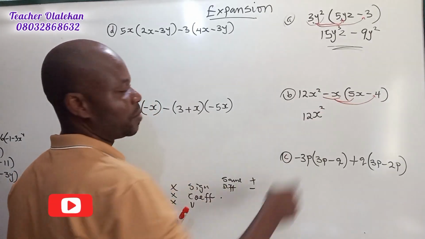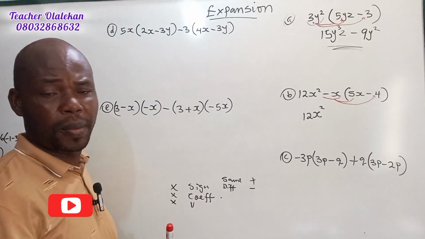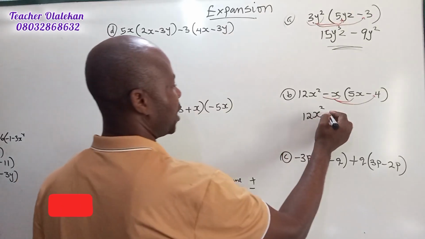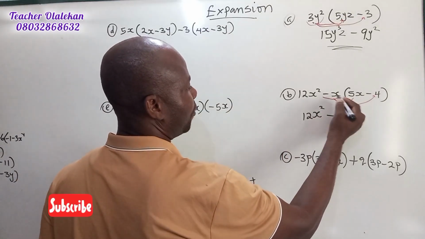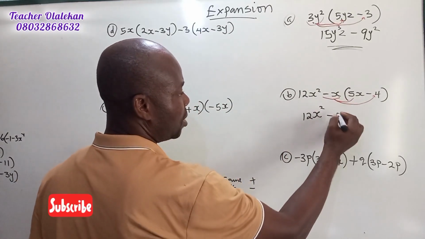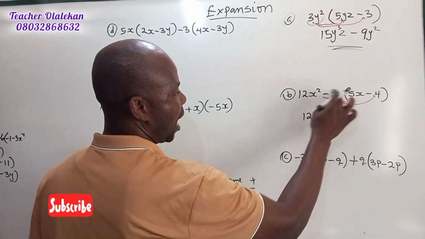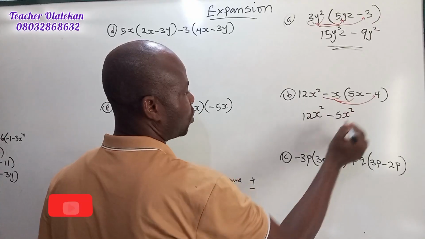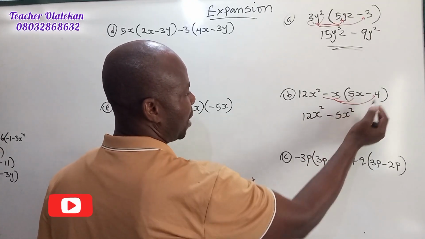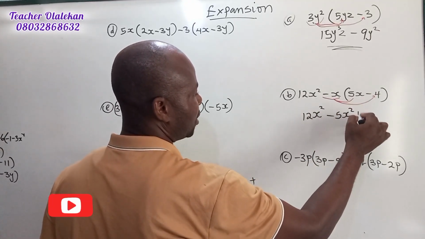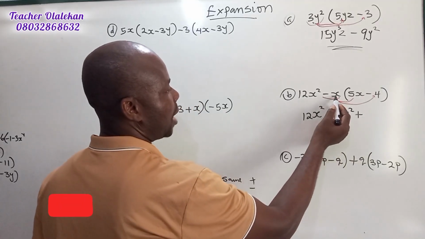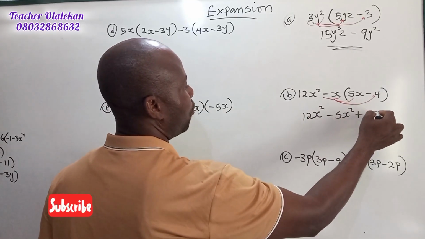Negative times positive, yeah? Negative, right? So 5 has nothing. I think this is 1. So that's going to give us 5, right? And next, x times x is going to give us what? X squared. And this multiplied by this, the same sign, that's plus, right? And x times 4 will be what? 4x.